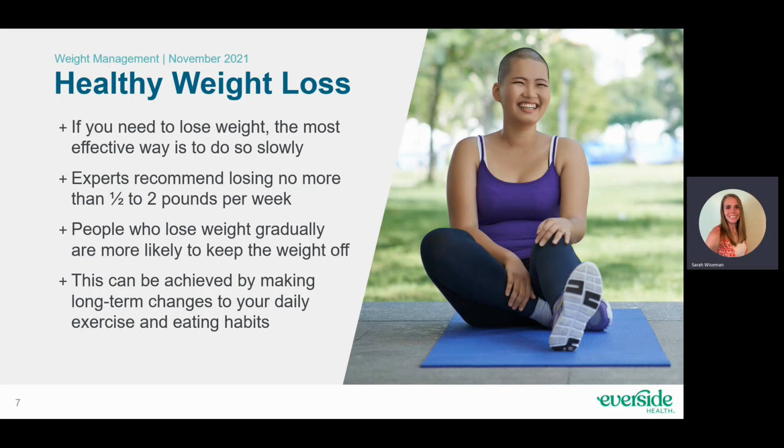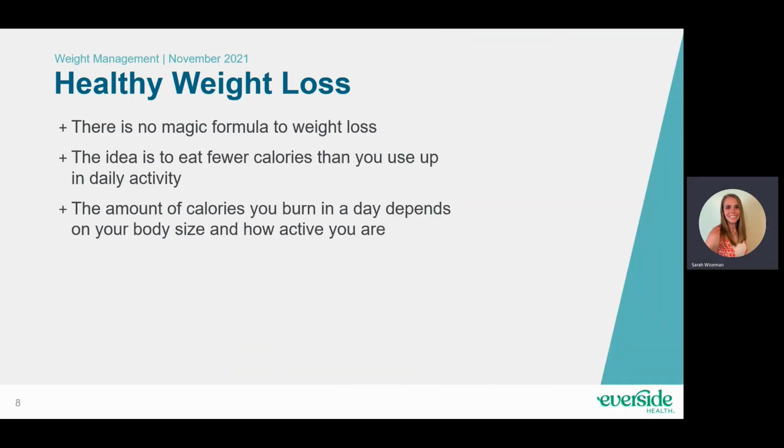People who lose weight gradually are more likely to keep that weight off. So again, you're retaining more muscle mass. Muscle mass helps keep our metabolisms higher. This process can be achieved by making long-term changes to daily exercise and eating habits. So these are little baby steps, little tiny baby steps.